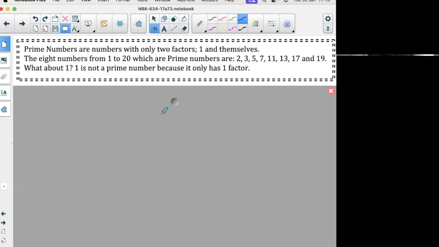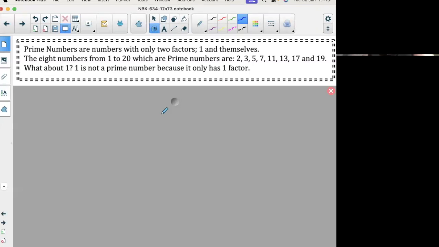Okay, so let's start with our prime numbers because this is the one we're going to be working with a lot this term. Prime numbers, part of the whole number system, are numbers with only 2 factors. Okay, very important. Prime numbers have 2 factors, all right? They have the number 1 and itself. So a prime number is any number that has 2 factors, the number 1 and itself.